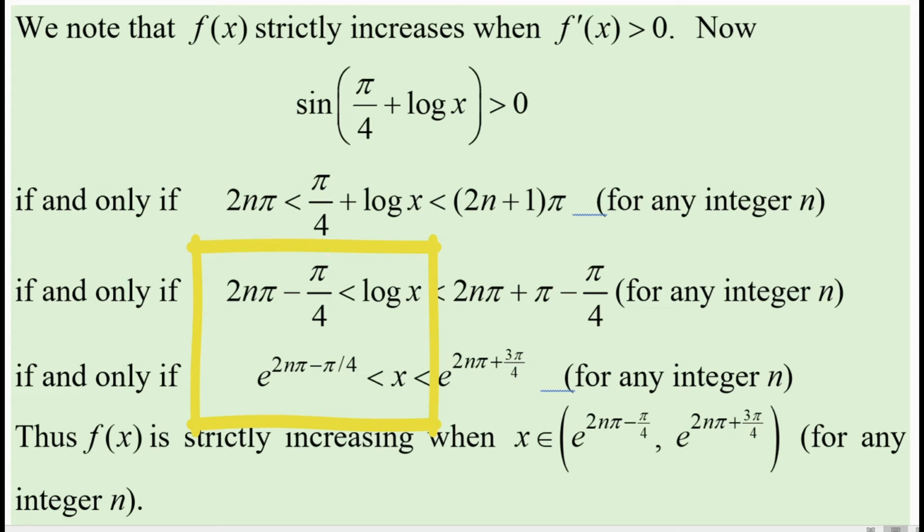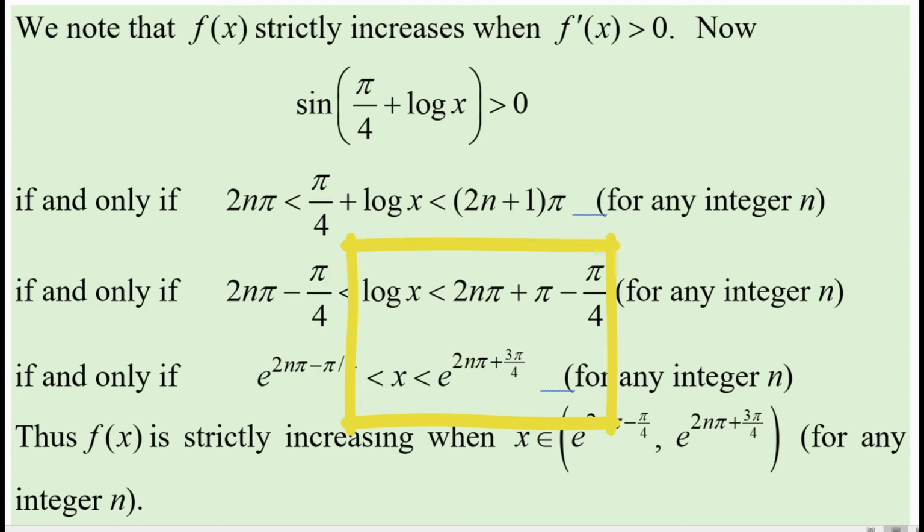What is e to the power log x? e to the power log x is x. Similarly, the other one can be obtained. So we conclude that f of x is strictly increasing when x lies in the open interval e to the power 2n pi minus pi by 4 comma e raised to 2n pi plus 3 pi by 4, for any integer n. Now we examine the situation when x is equal to e raised to 2n pi minus pi by 4 or x is equal to e raised to 2n pi plus 3 pi by 4.